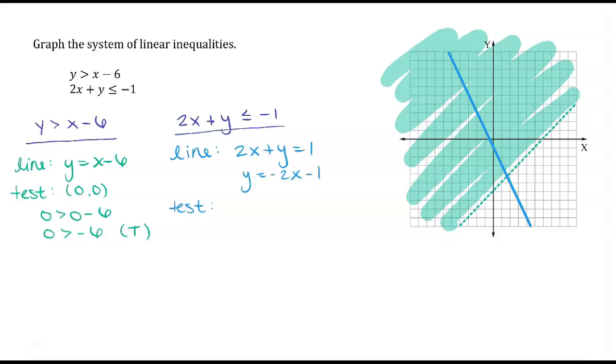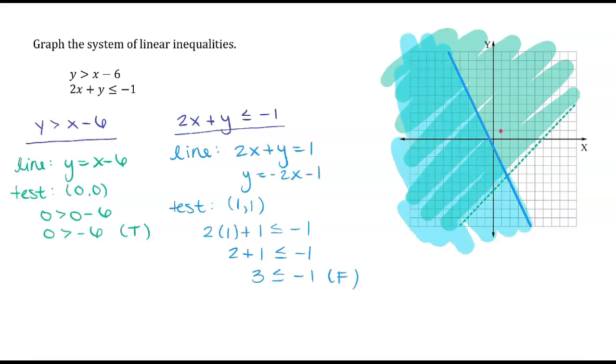We can test the point (0, 0) because it's not on the line, but let's choose a point that's a little more obvious. Let's try (1, 1). When we substitute 1 for x and 1 for y, we have 2 times 1 plus 1 is less than or equal to negative 1, or 2 plus 1 is less than or equal to negative 1. That's 3 is less than or equal to negative 1. This is, of course, a false statement, so the point (1, 1) is not in the solution set. We need to shade the other side of the line for the solution set.